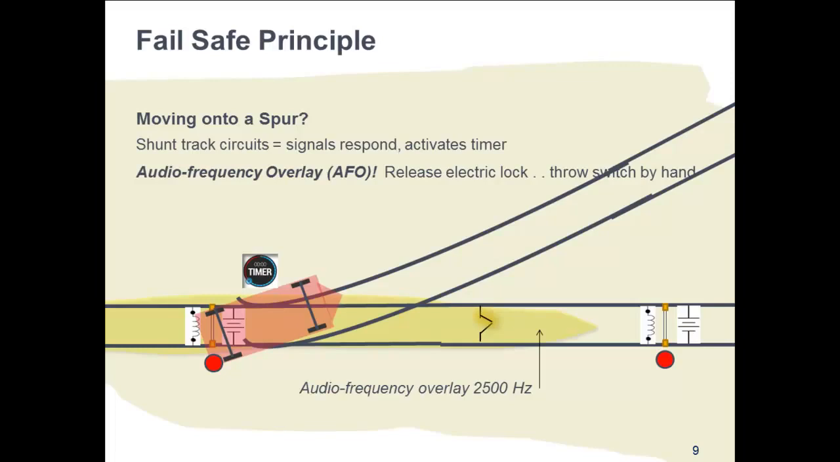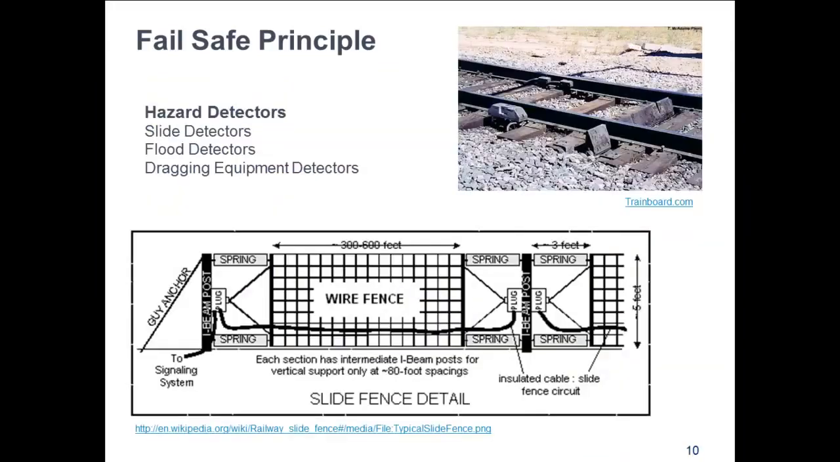To close the topic of electric locks, for the high-speed passenger main lines, we are dealing with FRA-funded projects. FRA requires electric locks to release the switches at spurs. So how do hazard detectors play into the fail-safe concept? Well, we have different kinds of detectors. There are slide detectors, there are flood detectors, there are dragging equipment detectors, and these will basically shunt the rails or break the track circuits.